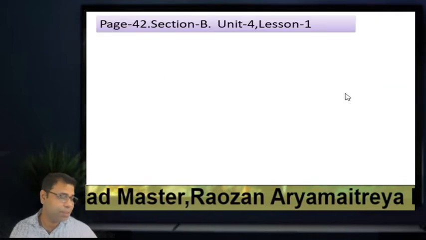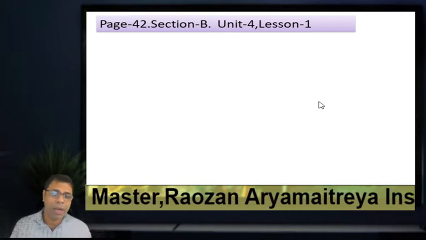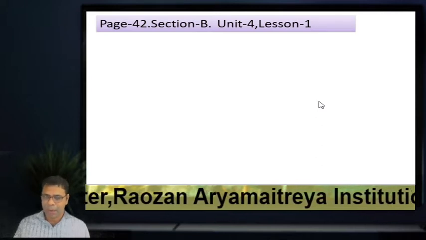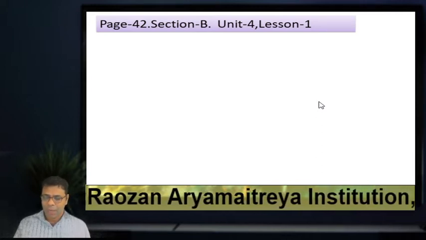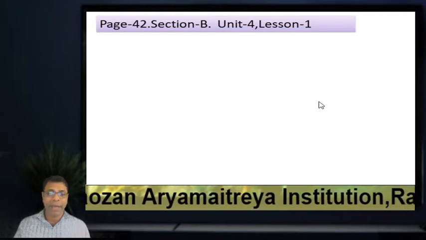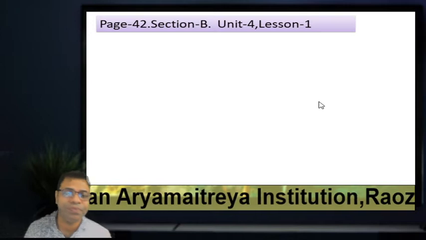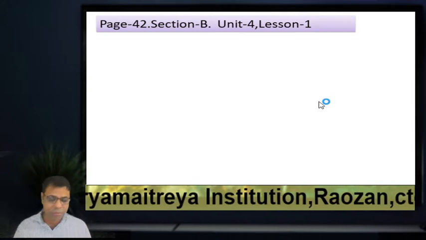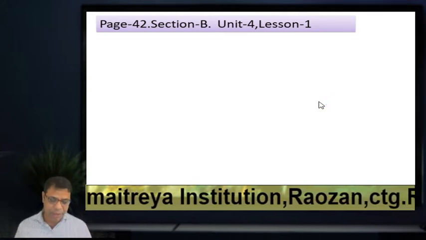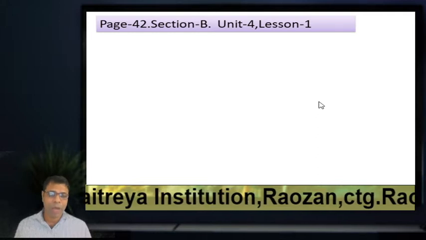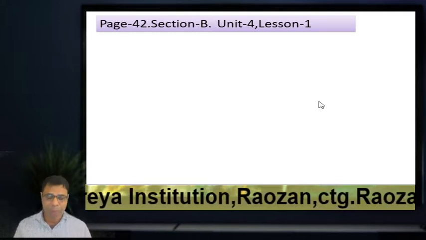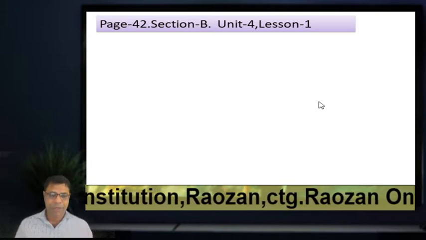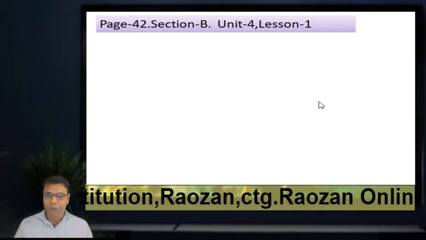Now, dear students, go to your EFT books, page number 42. I am going to read the text. You have to listen to it very carefully. After listening, I will ask you some questions. That is, you have to choose the correct one. I will give you 4 options and you have to pick up the right one. Now I am going to read the passage. Are you ready to listen? Go to page number 42 and section B.